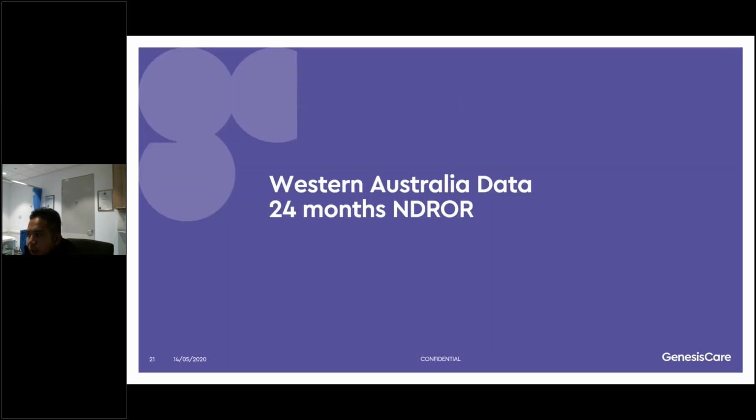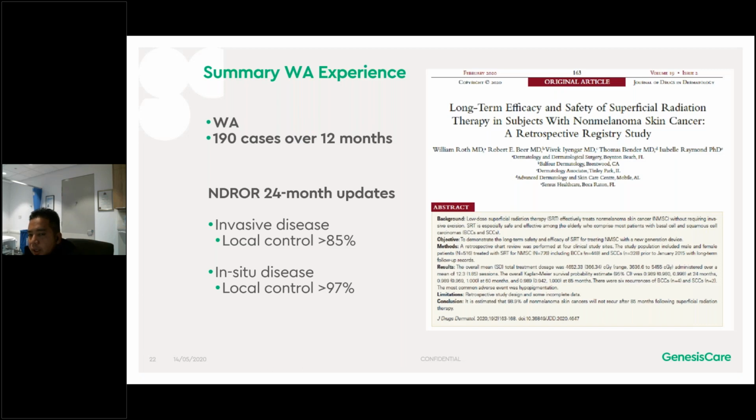So a little bit of updates. I think this talk will not be complete without me telling you a little bit of updates about the National Dermatology Radiation Oncology Registry. Now we've done this for over 2 years, and there is a bit of work that has been done in Western Australia separately. So at 2 years from the registry, it's been reported that for invasive disease, we have a local control over 85% at 2 years. And for in situ disease, being all those Bowen's disease and intraepithelial carcinoma, the 2-year reported outcomes has now been shown to be about 97% with the wide field technique VMAT spot radiotherapy.